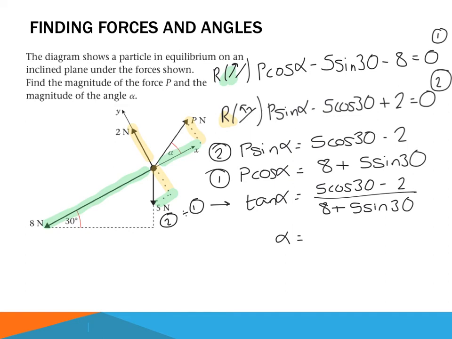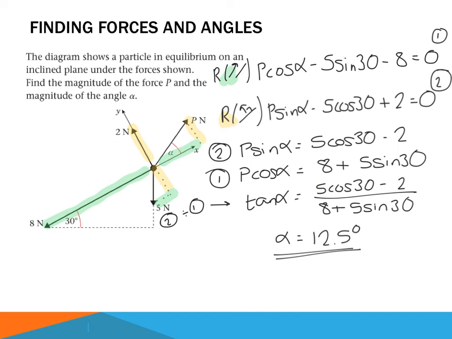And that will give us an angle of 12.5 degrees, correct to 3 significant figures. Try and keep everything in terms of trigonometry for as long as possible, because that gives you the most accurate answer. Don't try and find decimal values for these two and then put it all together afterwards.